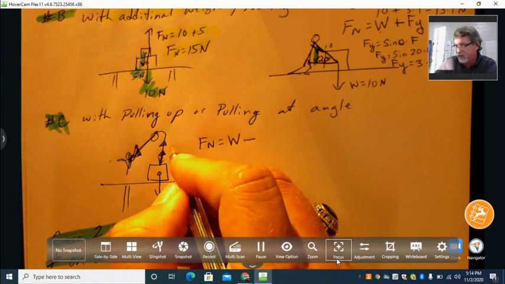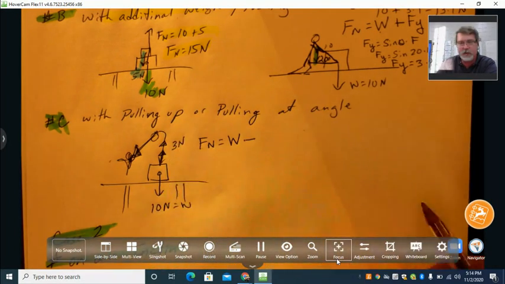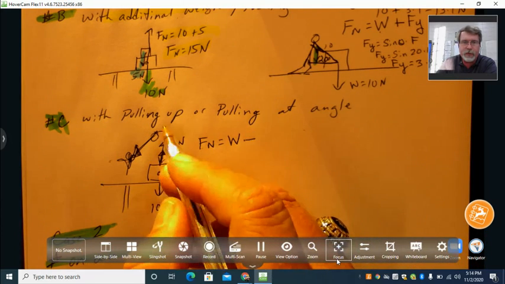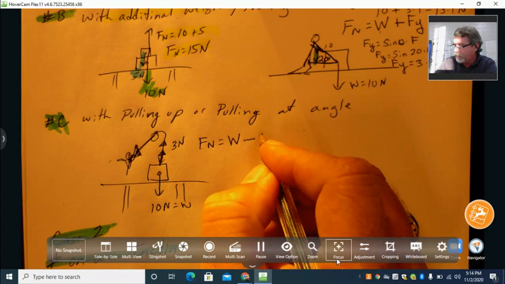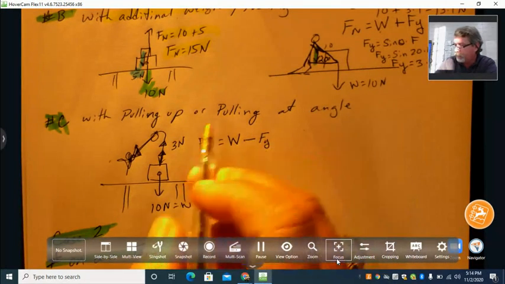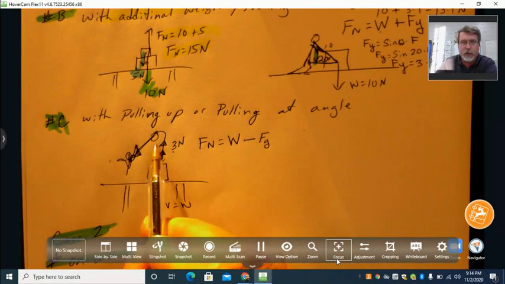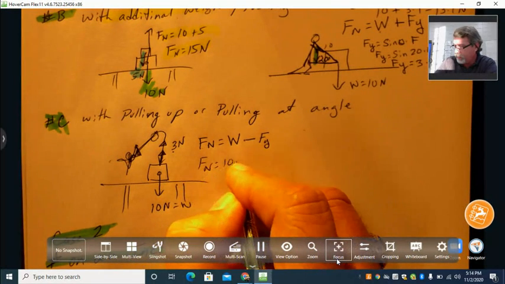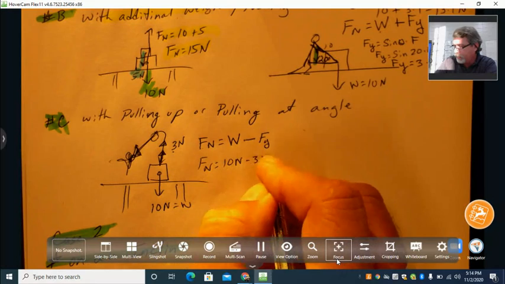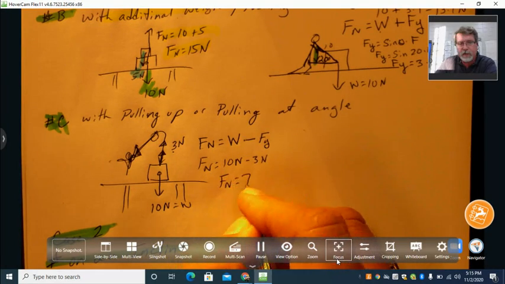And we'll say that this is 3 newtons. I don't know, we just give it a number. Somebody's pulling up with 3 newtons. So now the force normal would be minus the force in the y direction, which in this case, you don't have to do any trig because it's straight up and down. So the force normal would equal 10 newtons minus 3 newtons, or 7 newtons.